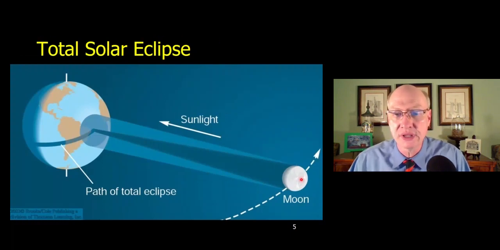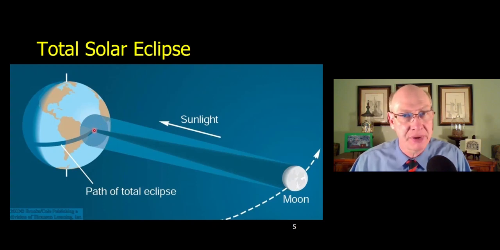During a total solar eclipse, the moon is casting its shadow down onto the surface of the Earth. The moon is so far away from us that the shadow just barely makes it to the surface of the Earth right there. If you find yourself inside the umbra, you experience a total solar eclipse. If you find yourself inside the penumbra, you experience a partial eclipse.